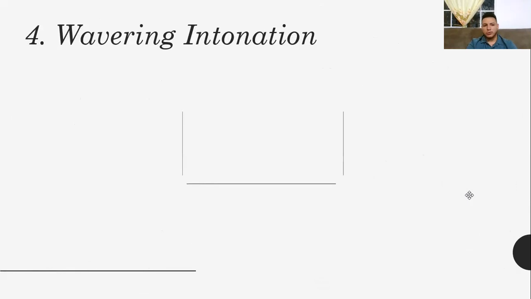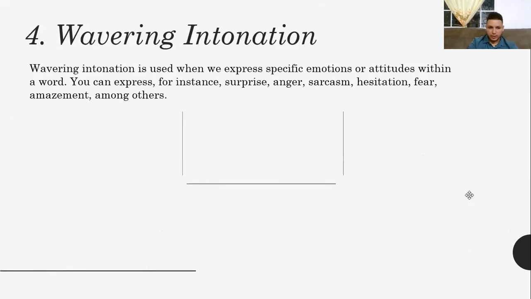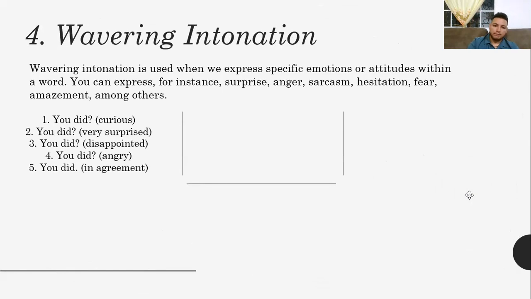And this is one of the simplest ones: wavering intonations. Wavering intonations are used to express a specific emotion and attitude within the word. You can express, for instance, surprise, anger, sarcasm, hesitation, fear, amazement, among others. Let's practice the first one. When you're curious: you did? Very surprised: you did? Disappointment: you did? Angry: you did? In agreement: you did?